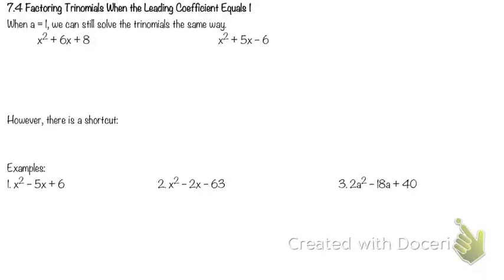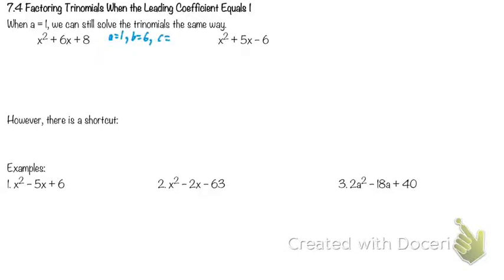You guys will be able to factor trinomials when A equals 1. Section 7.4. So specifically in 7.3, we said when A does not equal 1. What I meant by that for A is we have our A, B, and C, okay? So for example, in this first trinomial, x squared plus 6x plus 8, the A is 1, the B is 6, and the C is 8.